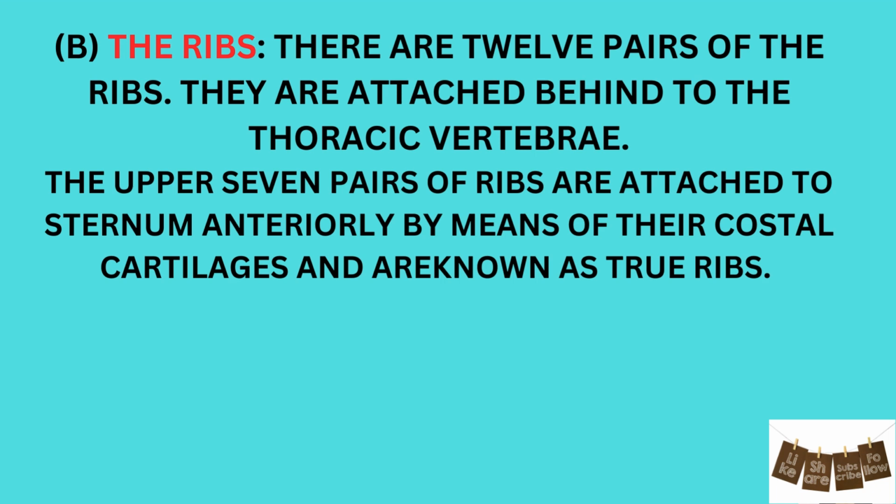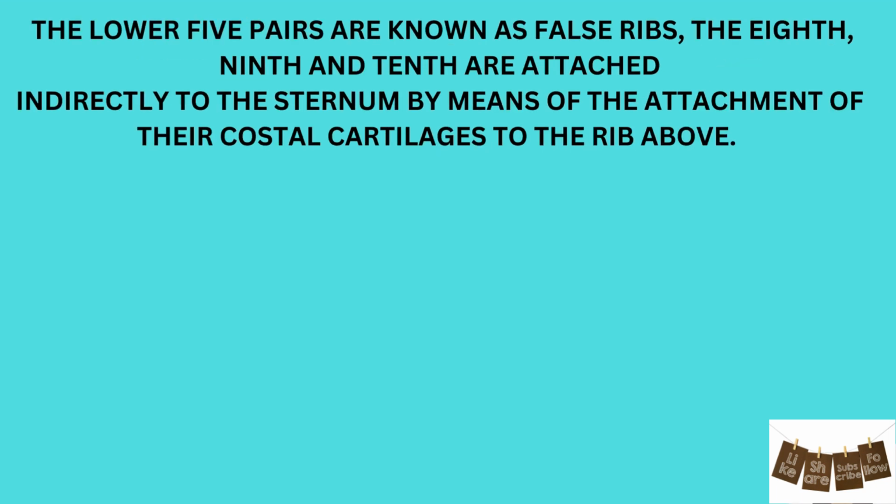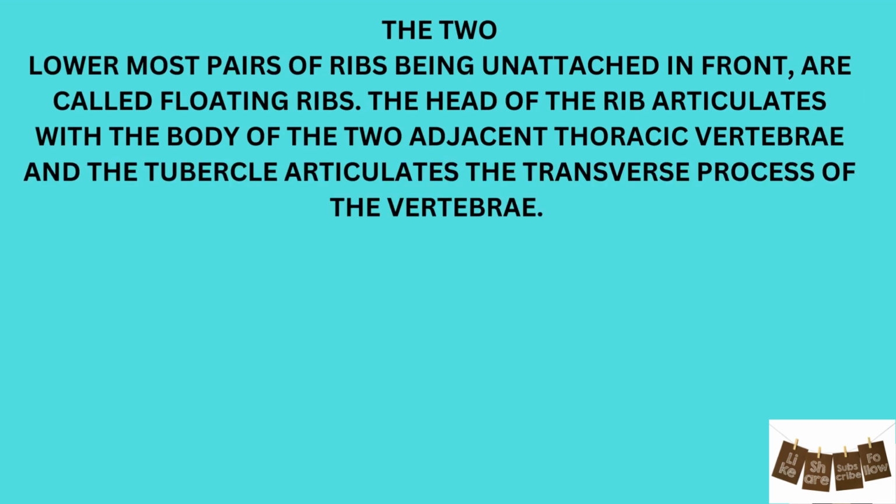The ribs. There are 12 pairs of ribs. They are attached behind to the thoracic vertebrae. The upper 7 pairs of ribs are attached to the sternum anteriorly by means of their costal cartilages, and are known as true ribs. The lower 5 pairs are known as false ribs. The 8th, 9th, and 10th are attached indirectly to the sternum by means of the attachment of their costal cartilages to the rib above. The 2 lowermost pairs of ribs, being unattached in front, are called floating ribs.